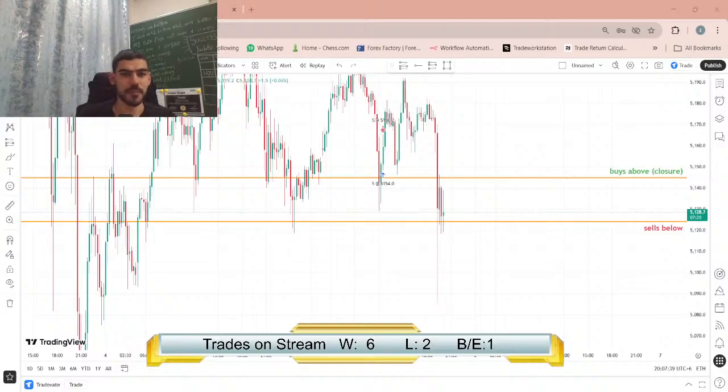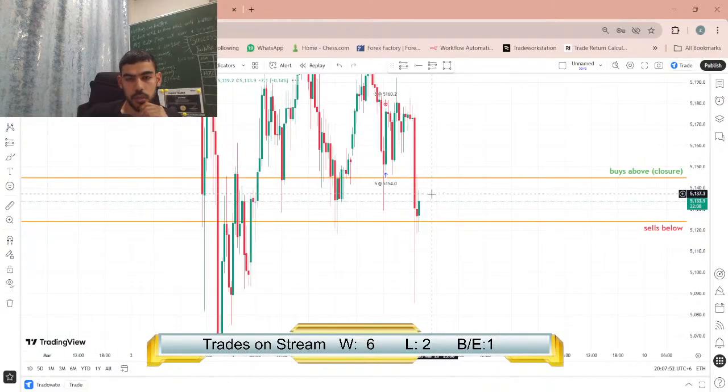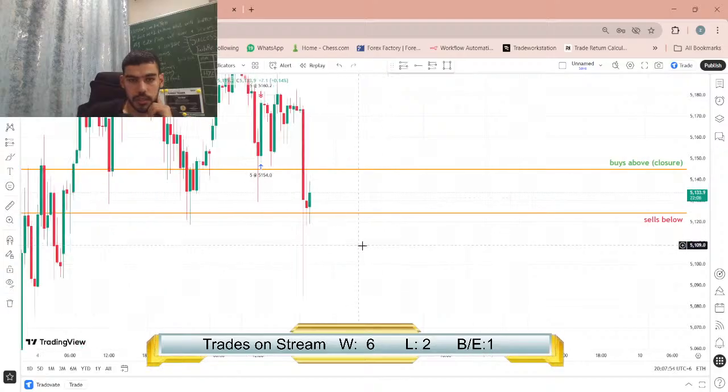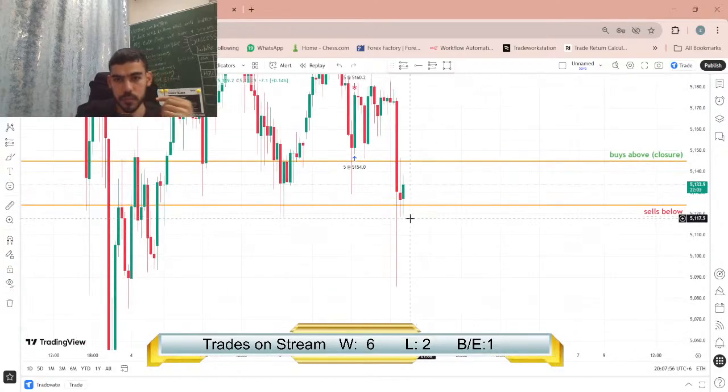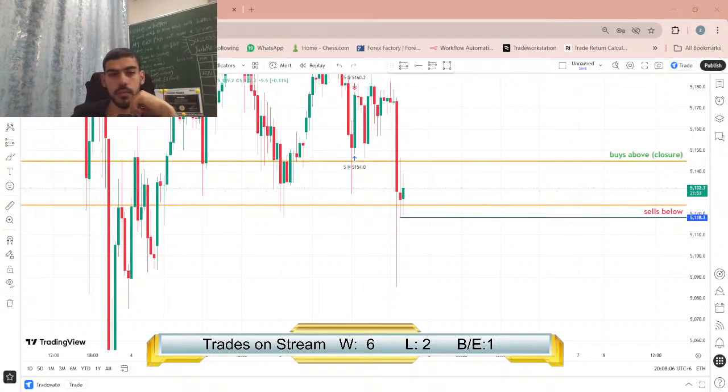So yeah, let's wait and see what's gonna happen next. So actually this candle created a really decent top wick, this candle right here. So I believe if it can break this wick, there's a high probability that we will keep moving to the downside.